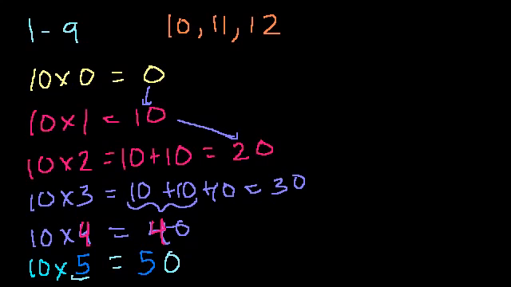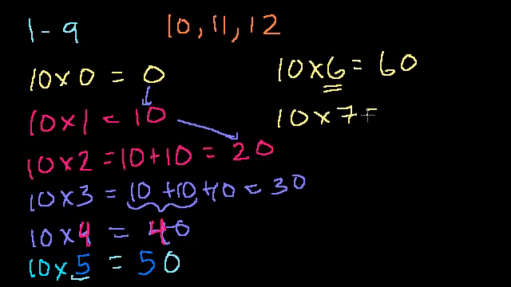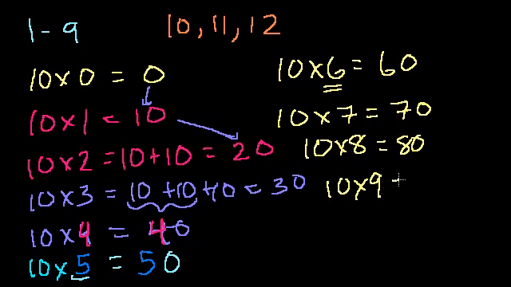So let's just keep going. What's 10 times 6? It's equal to 60. What's 10 times 7? 70. 10 times 8. This is almost ridiculous. 10 times 8 is 80. 10 times 9, 90. 10 times 10.